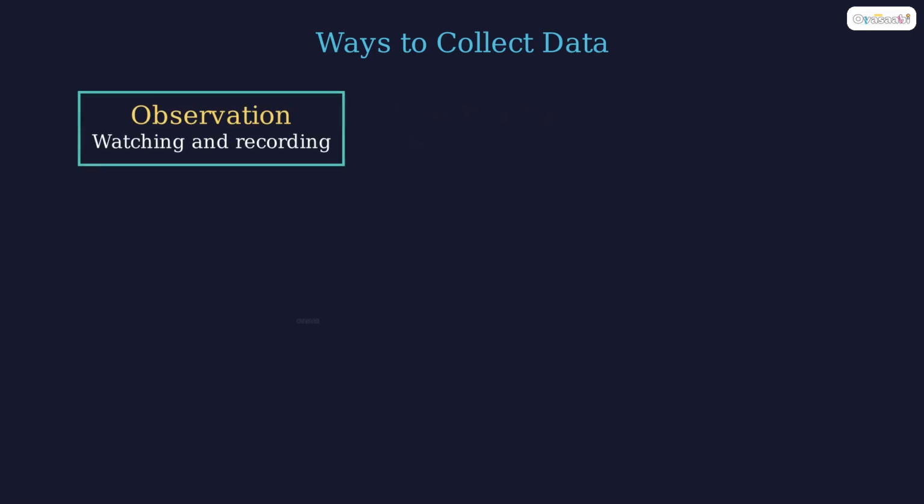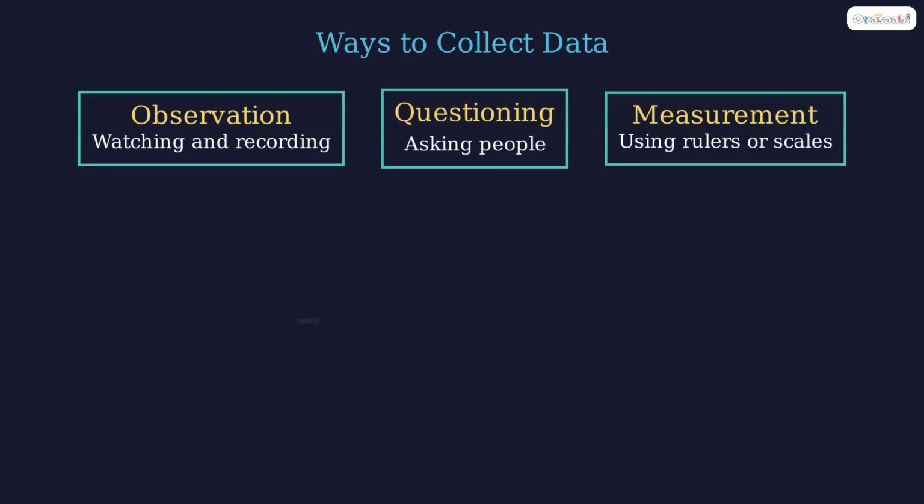There are three main ways to collect data. Observation means watching and recording. Questioning means asking people. Measurement means using tools like rulers or scales.